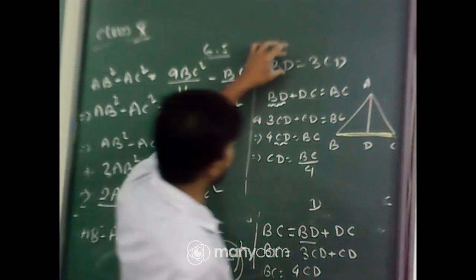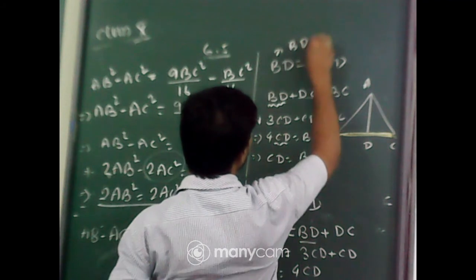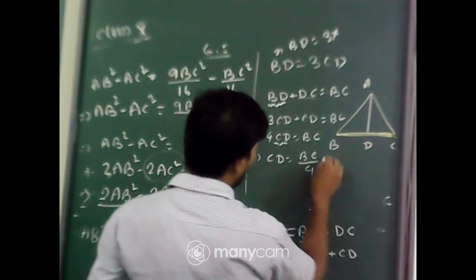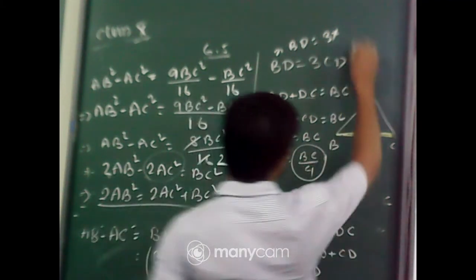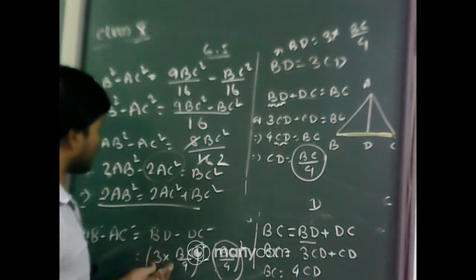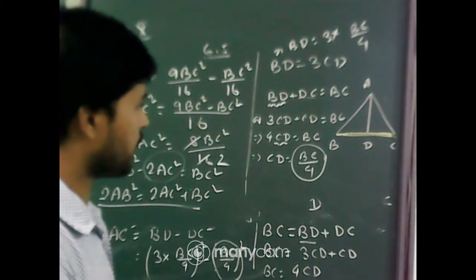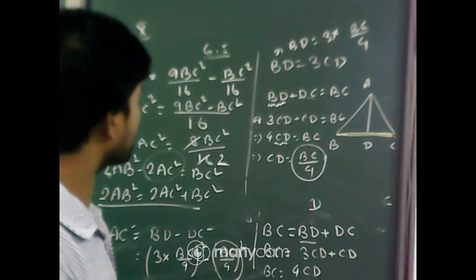And from here calculate the value of BD. So from here, what will be the value of BD? BD will be 3 into CD. And the value of CD we already know, that is BC by 4. So in place of BD, we are putting 3 into BC by 4. Now, do you understand?